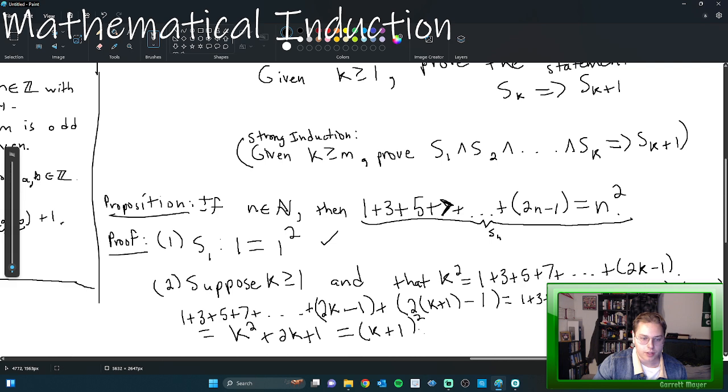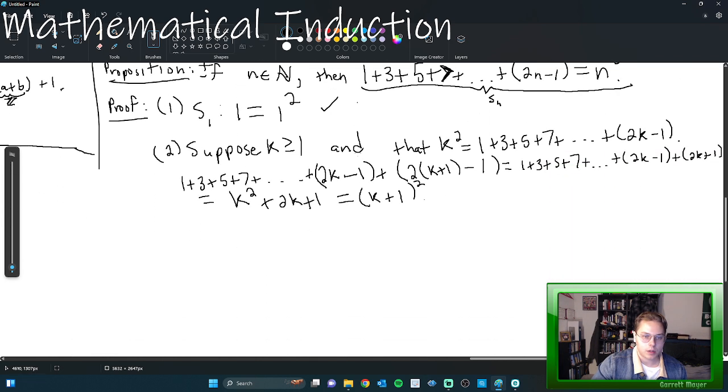So what we have here is S(k plus 1) is true. So S(k) implies S(k plus 1), because now when you have k plus 1 as the last term, the sum becomes (k plus 1) squared. And that is the proof by induction.